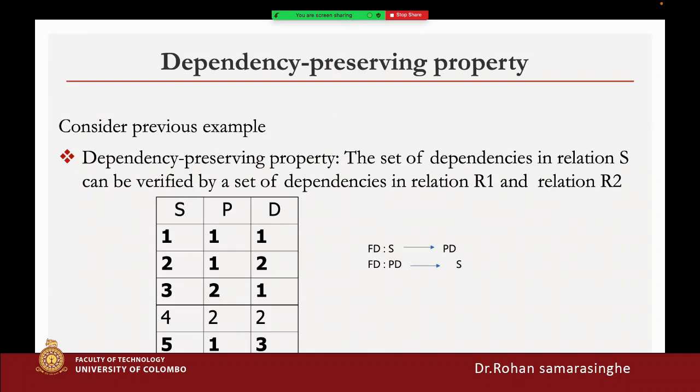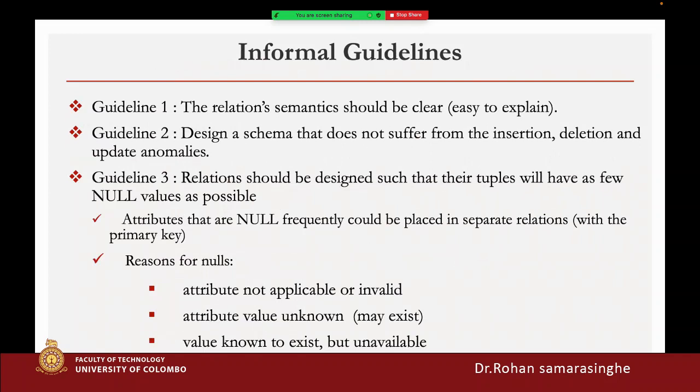Dependency preserving property means that the set of dependencies in relation S can be verified by the set of dependencies in relation R1 and relation R2. Let's see the informal guidelines for this. Guideline 1: the relation's semantics should be clear and easy to explain. When you get a certain relation, you can easily explain the schema and its semantics.